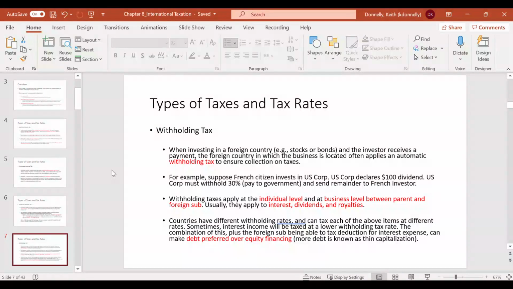So the combination of this, right, a low withholding rate on interest income, as well as, if this was from like foreign sub to U.S.-based parent, for example, the idea of them being able to get a deduction for interest expense, that can overall make debt a preferred option over equity. And in this case, it's known as like thin capitalization. So debt over equity. The overall benefits of it, the interest expense, as well as the lower tax rate, would lend itself to this.